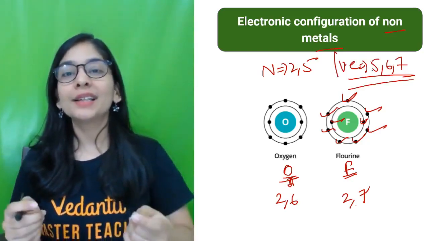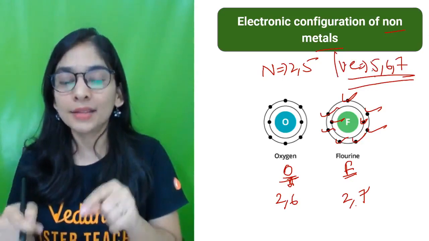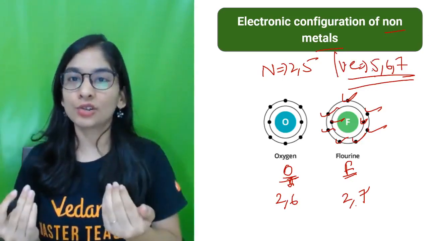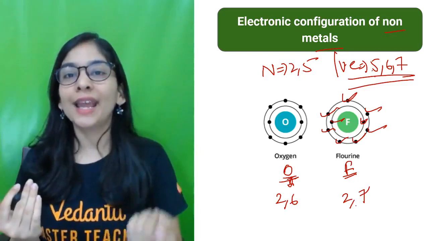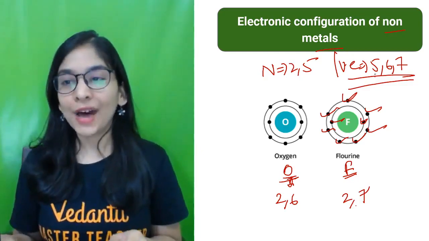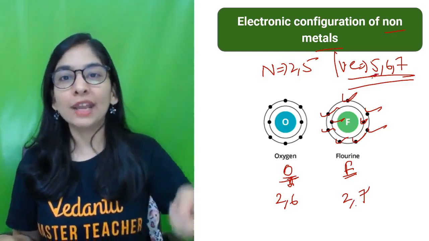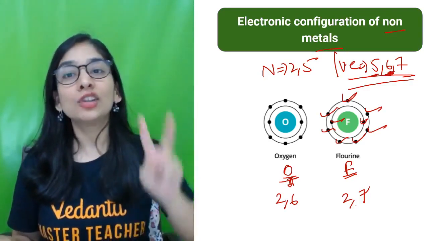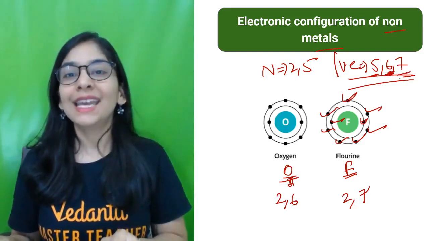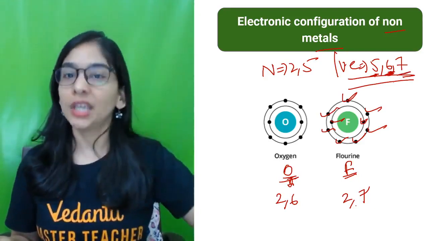Why? Non-metals are electronegative, meaning they believe in gaining electrons. Now why do they gain electrons? After gaining electrons, they will complete their octet. With 5 valence electrons, it is trying to gain 3 electrons to achieve the octet. With 6, it is trying to gain 2 electrons to achieve the octet. With 7, it is trying to gain 1 electron to achieve the octet.